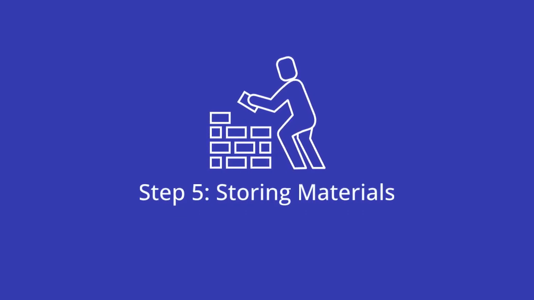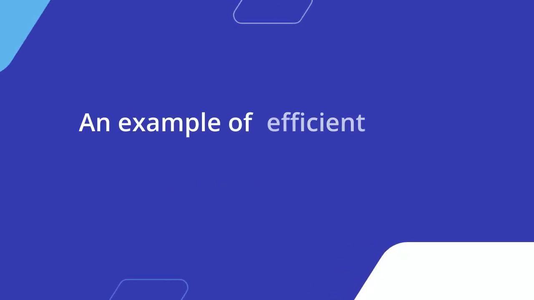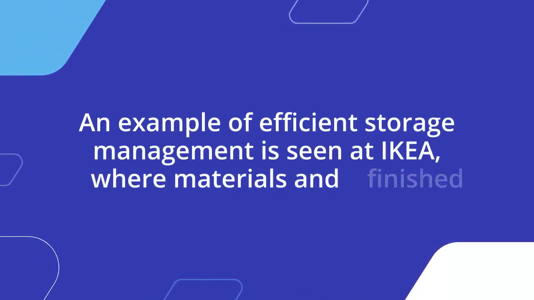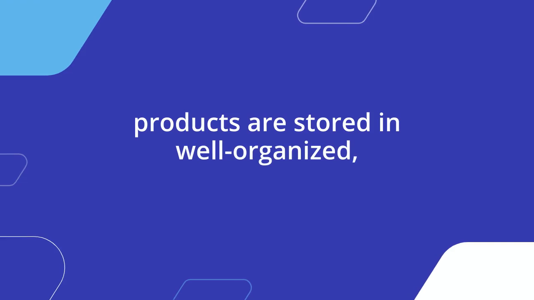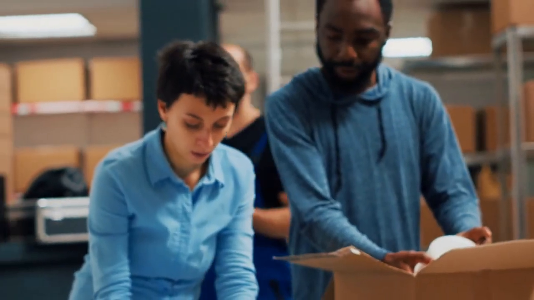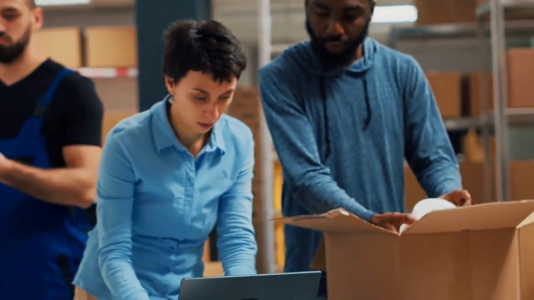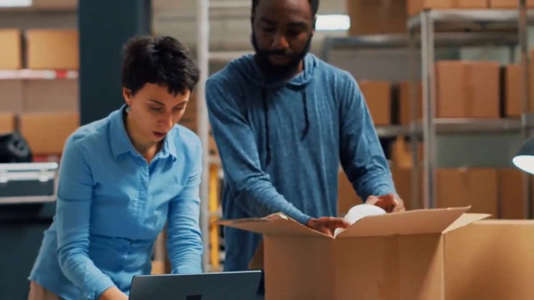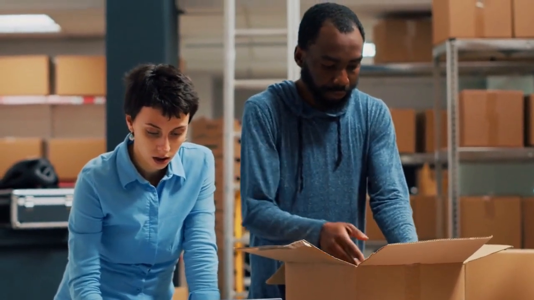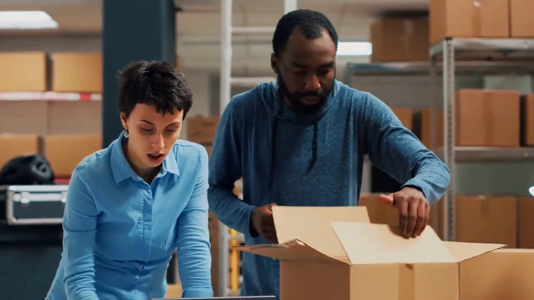Step 5. Storing the materials safely is essential to prevent damage or obsolescence. An example of efficient storage management is seen at Ikea, where materials and finished products are stored in well-organized, climate-controlled warehouses. By implementing advanced warehousing practices, Ikea ensures that its products are protected from damage and can be easily retrieved, which helps keep the company's supply chain running smoothly.